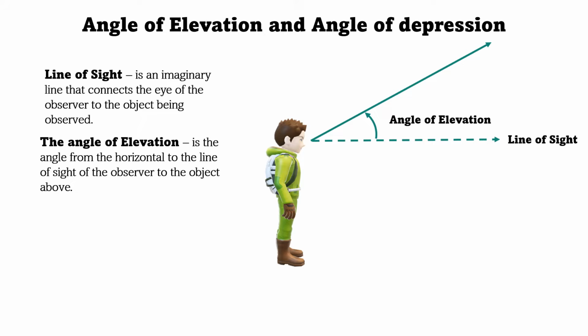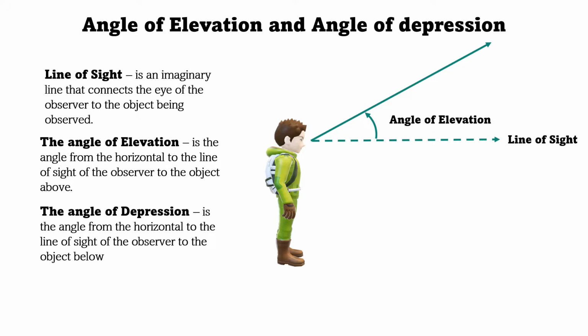And lastly, the angle of depression. The angle of depression is defined as the angle from the horizontal to the line of sight of the observer to the object below. From the figure, if looking at an object below, the angle that is formed from the horizontal line to the line of sight below is what we call the angle of depression.